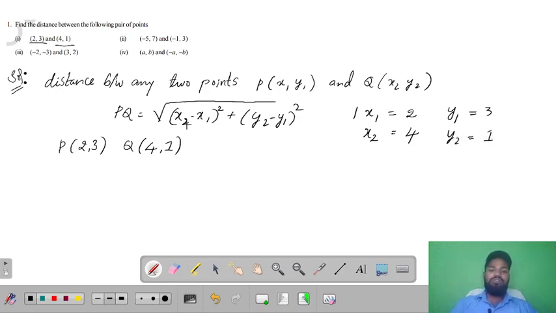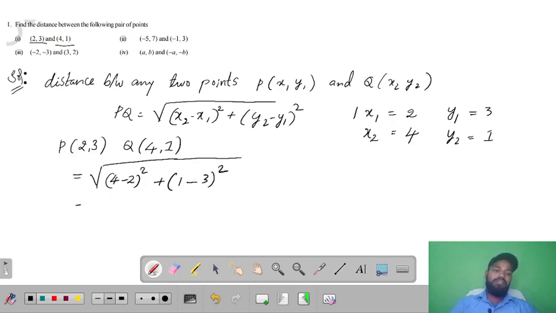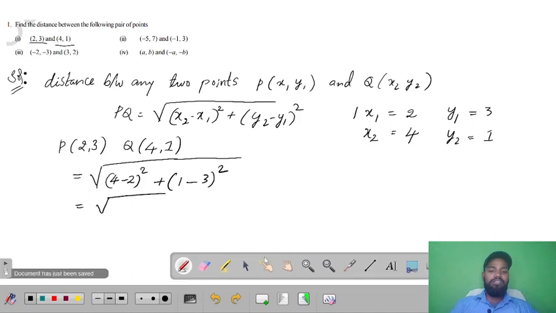Now you have to substitute the values in the given formula. So that is equal to the square root of (x2 minus x1): x2 value is 4 and x1 value is 2, that is 4 minus 2 whole square, plus (y2 minus y1): y2 is 1 and y1 is 3, whole square. Then, what do we get here? Just do a normal calculation.